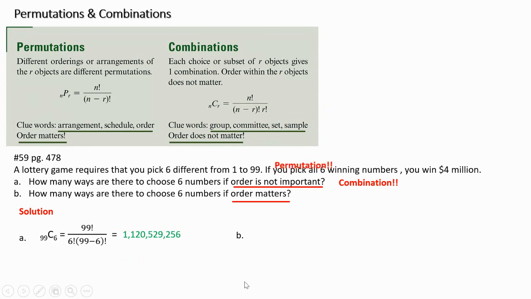Right, order matters. So that's going to be permutation. So again, I believe it's going to be a lot more. You see, it's 806,781,064,320.